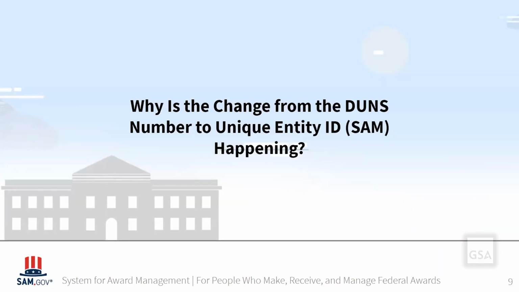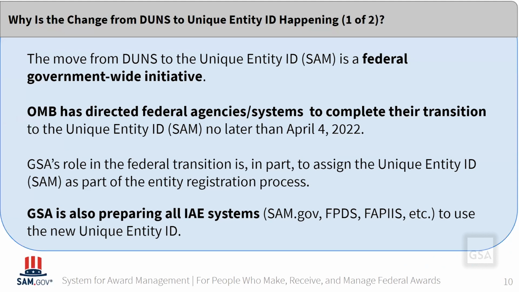So why is this change happening from the DUNS number to the unique entity ID? The move from the DUNS number to the unique entity ID SAM is a federal government-wide initiative. It is not just impacting SAM, and it is not just impacting the IAE systems. This is federal-wide. OMB has directed federal agencies and systems to complete their transition to the unique entity ID SAM no later than April 4th, 2022.